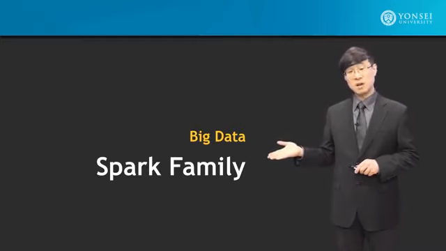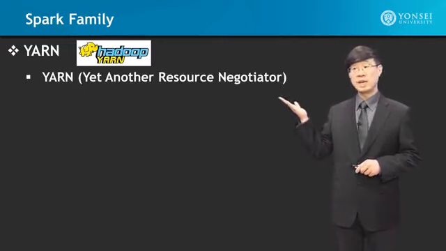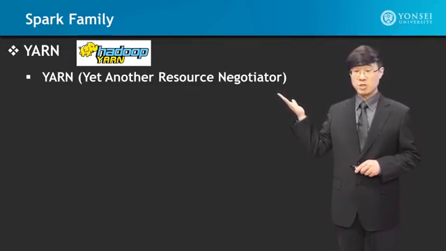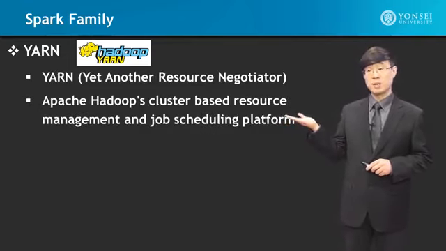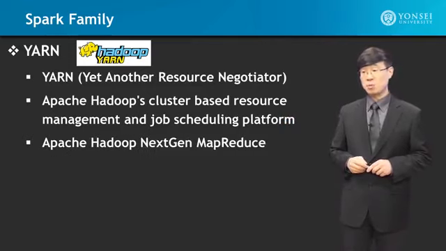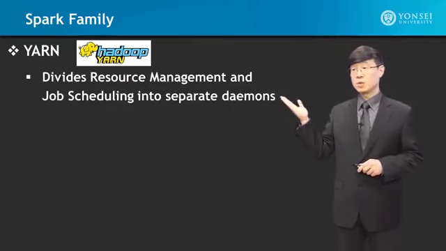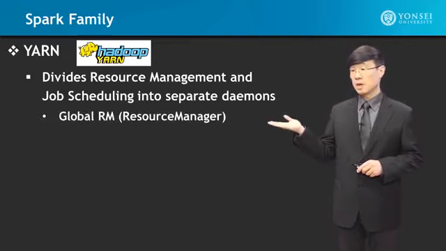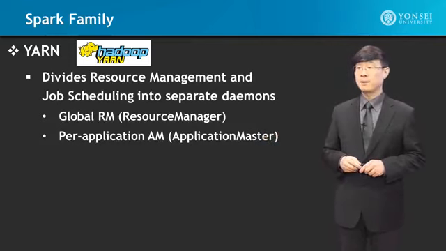Let's look into the details of the Spark family. In the Spark family, we can include Yarn. Yarn is short for Yet Another Resource Negotiator. It is Apache Hadoop's cluster-based resource management and job scheduling platform. It is Apache Hadoop's next-generation MapReduce. Yarn divides resource management and job scheduling into separate daemons. There is a global resource manager and a per-application master.